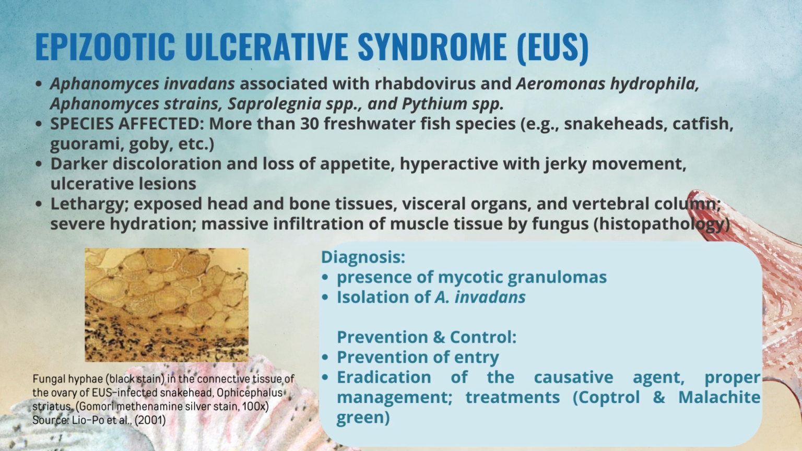Once the causative agent has been eradicated from an affected site, reintroduction should be prevented. Proper management includes reducing stocking densities when EUS prevalence is high in adjacent wild fish populations. Farming of EUS-resistant fish species such as tilapia would also be effective in preventing the occurrence of the disease. Potentially useful treatments for the causative fungus include copper sulfate and malachite green.